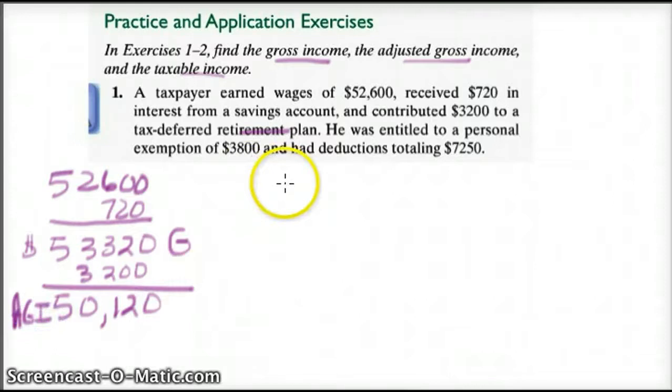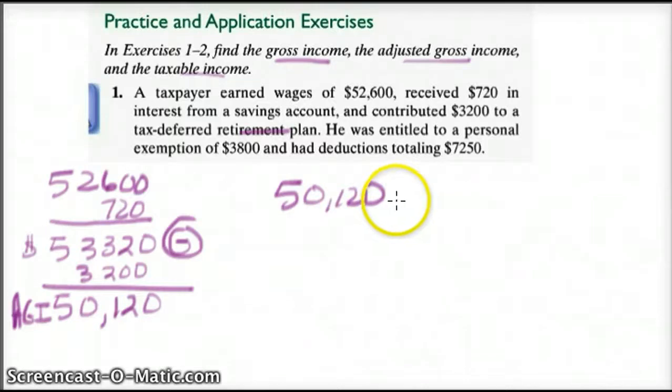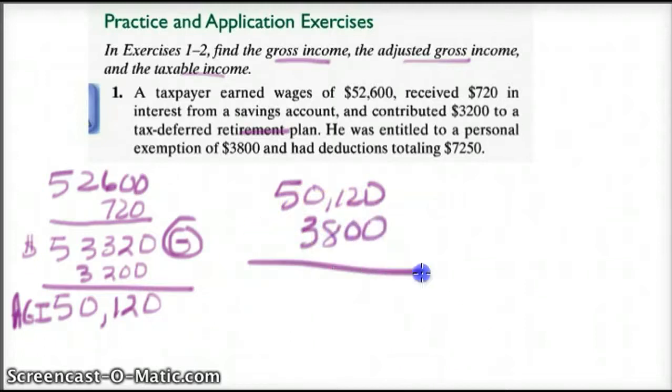Now we want to find his taxable income. We found his gross, his AGI, and now his taxable income. So we're going to take the 50,000 and we're going to subtract from that his personal exemption, which is $3,800. It's going to be close to 46, but let me get the exact number. 50,120 minus 3,800. Okay, so we got 46,320.